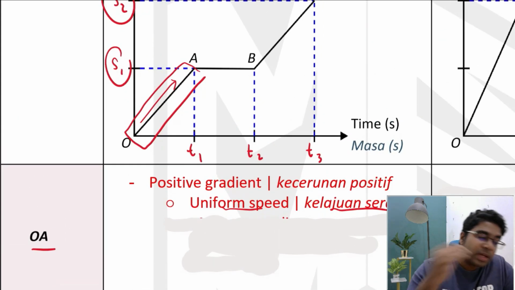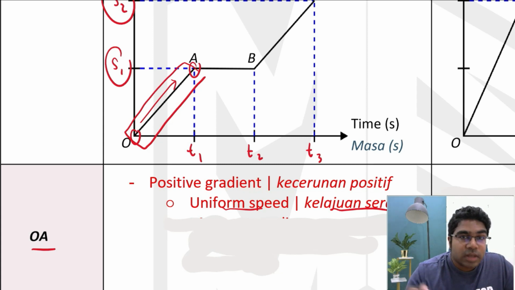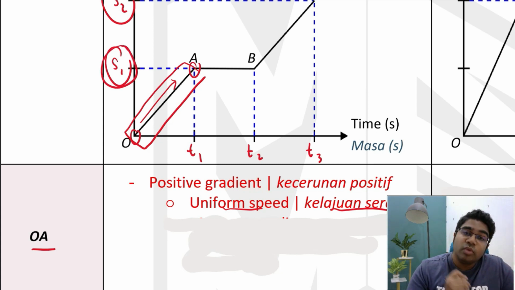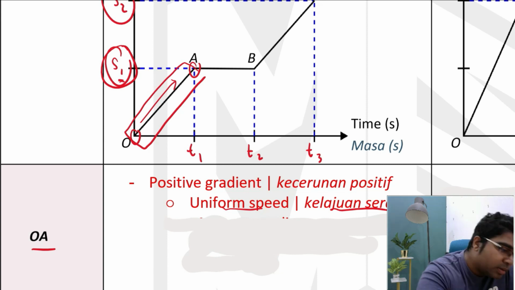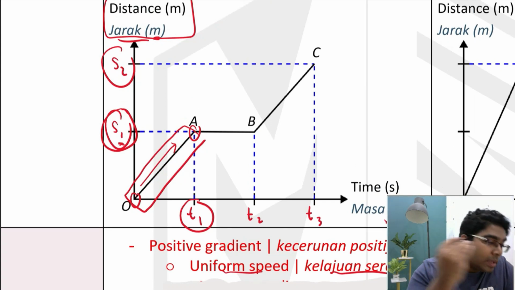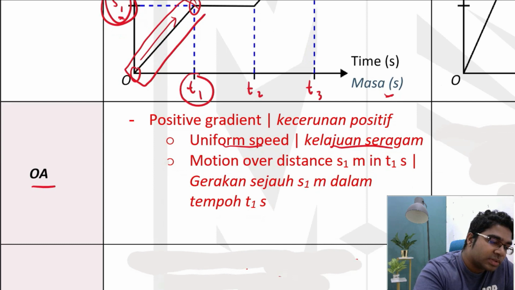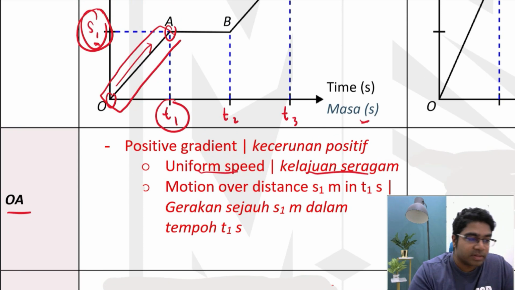So what else do we know? Apakah maklumat yang lain yang kita boleh dapat daripada graf ini? So first of all, we know dari O ke A, dia sudah bergerak sejauh S1 kan? It's already moved a distance of S1. And berapa lama dia ambil untuk gerak sejauh S1? How long it took to move S1? T1 seconds. So it has moved S1 meters in T1 second. Objek ini sudah bergerak sejauh S1 meter dalam tempoh masa T1 saat. Inilah yang kita dapat tafsir daripada graf kita.